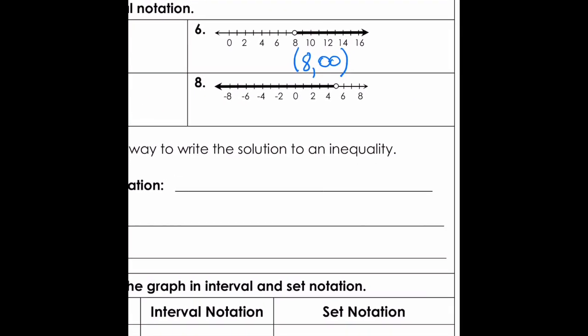All right, let's look at number 8. What's on the left-hand side? Negative infinity, right? So we're going to use a parenthesis, negative infinity. All right, what's on the right-hand side of your line? Positive 5. And since that's an open circle, it's going to be a parenthesis.